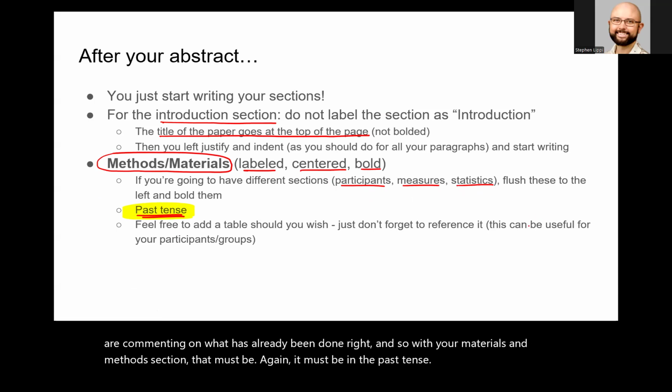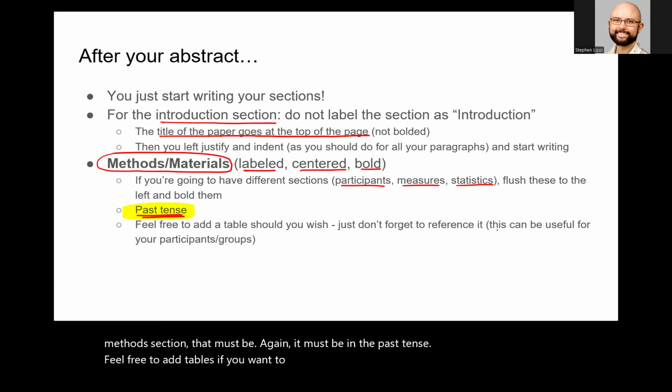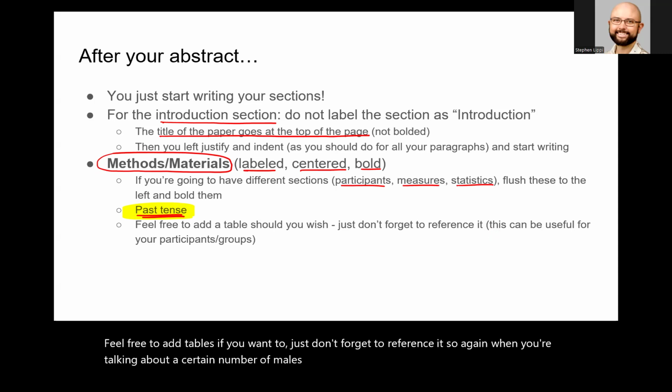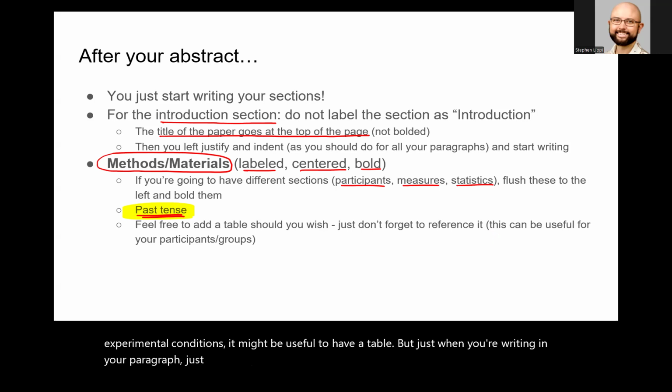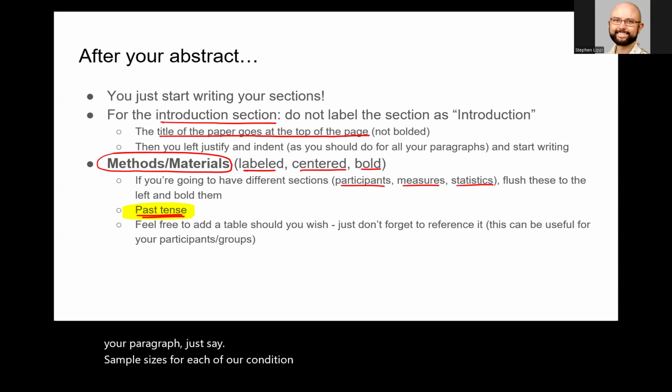Feel free to add tables if you want to, just don't forget to reference it. So again, when you're talking about a certain number of males and females, a certain number of people in your experimental conditions, it might be useful to have a table, but when you're writing in your paragraph, just say sample sizes for each of our conditions, or each of the conditions can be seen in table 1. Just make sure that it's referenced.